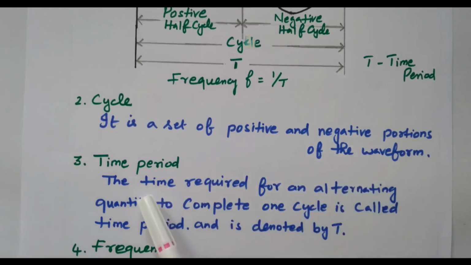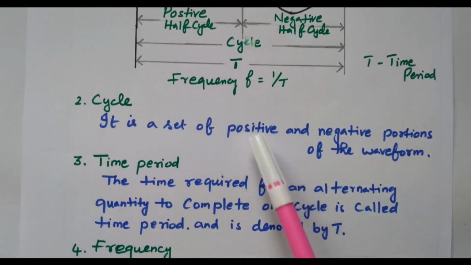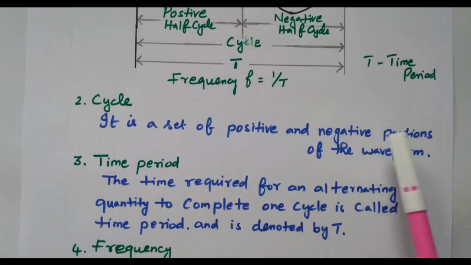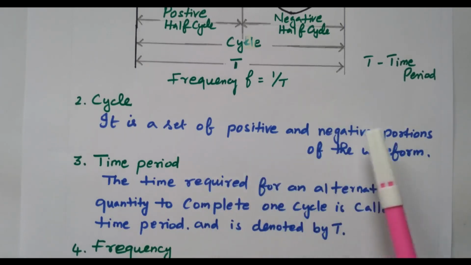Then what is time period? The time required for an alternating quantity to complete one cycle. One cycle means positive as well as negative. This is called a time period, denoted by T. The cycle is nothing but a set of positive and negative. Completing this positive and negative is called a time period.